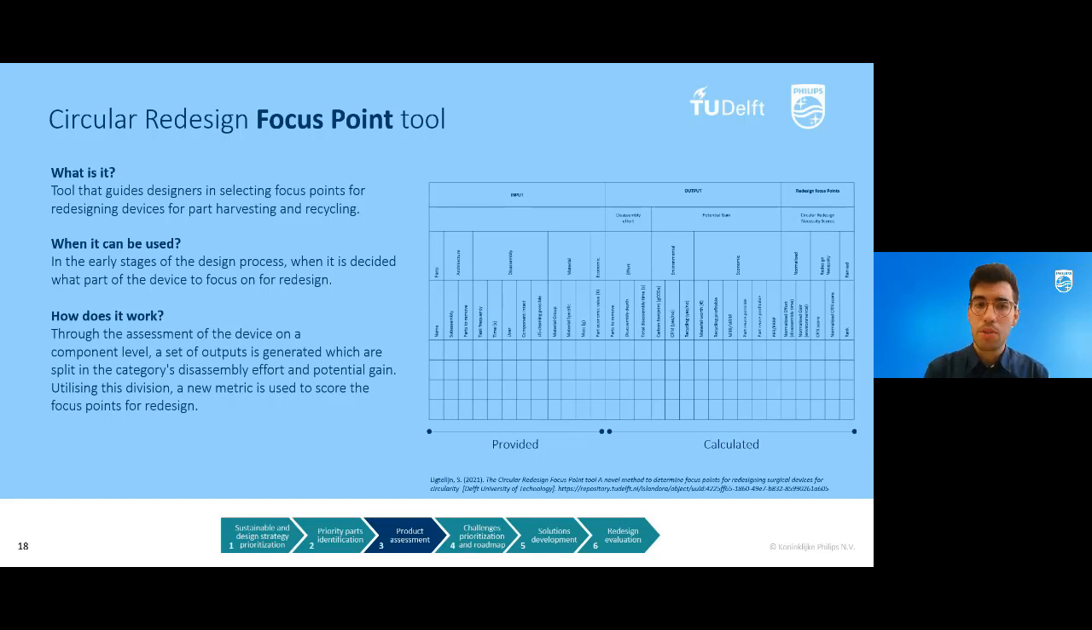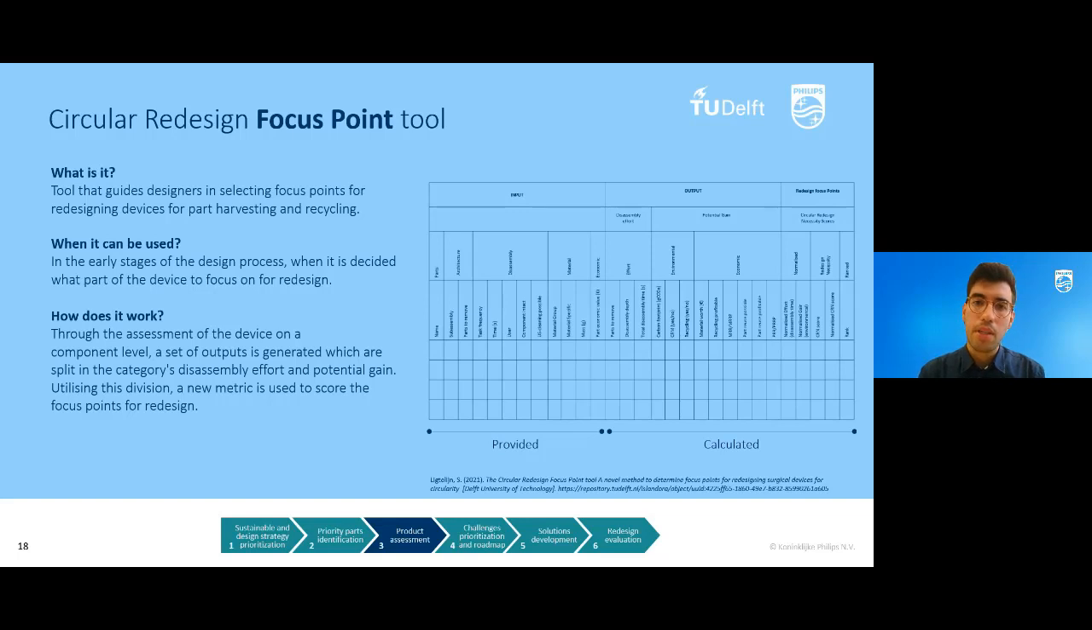Another tool that you see now on the screen, that our colleague Sharina Lichtelein developed, again together with the Delft University of Technology, with the Mechanical Engineering and Industrial Design Engineering Faculty, is the Circular Redesign Focus Point Tool. This is an assessment metric again that can be used to really point you towards specific design features and specific parts that require the highest attention during the redesign process.